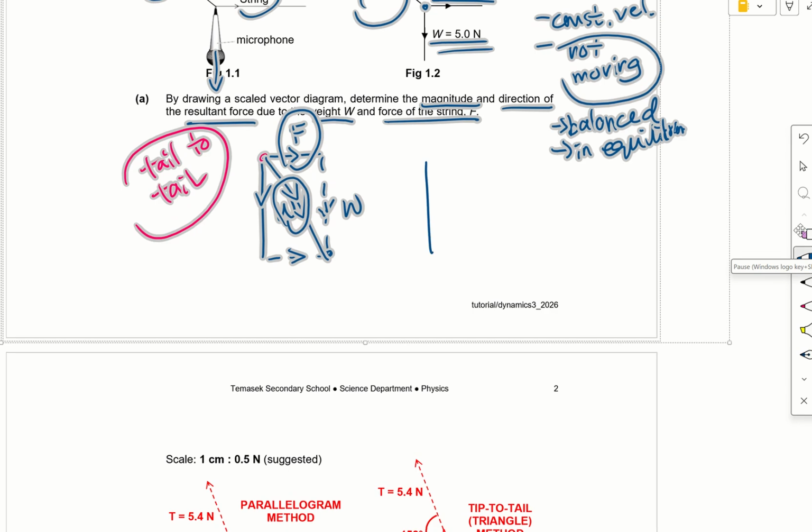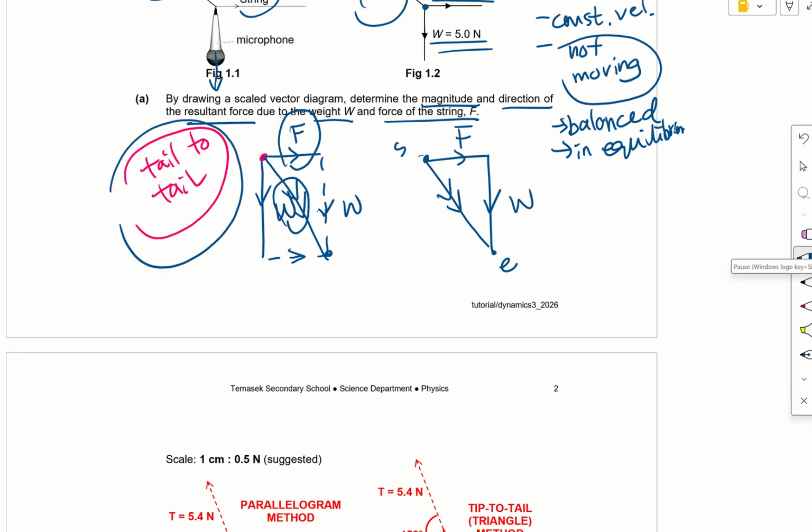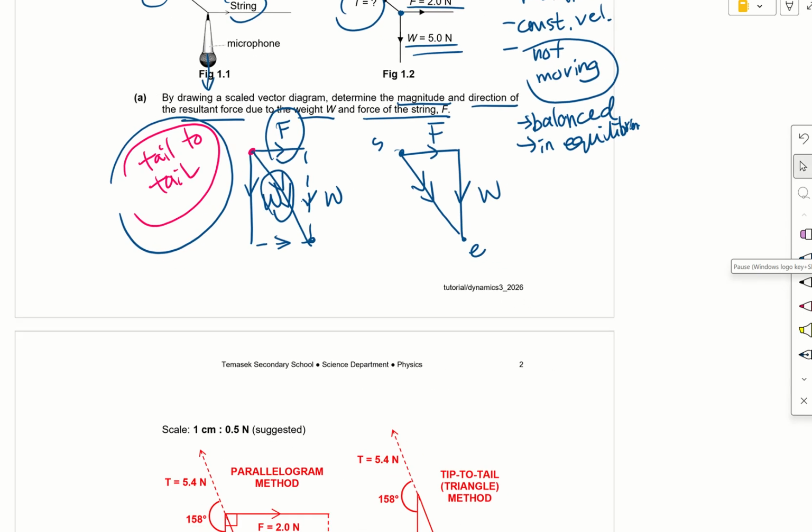But if you are using the triangle method, it's still shifting it into tip to tail, so you will draw your W over here and then you will erase the original. But bearing in mind that the W has to be shifted such that it is in the original direction and has the same magnitude. Then now you have your start and your end, so you go from your start to your end. It is this resultant force here. So this is actually the answer, the resultant force due to the weight and force of the string. So it is always about putting them in tip to tail.